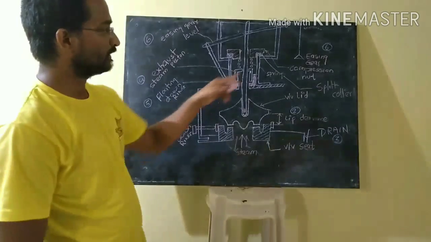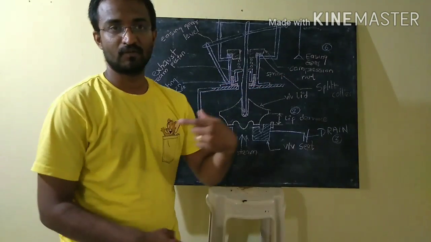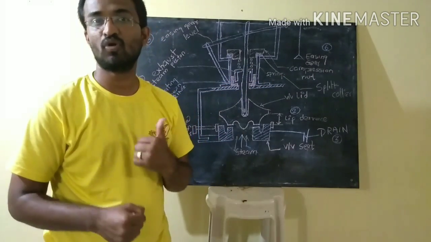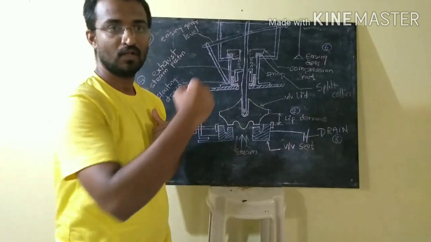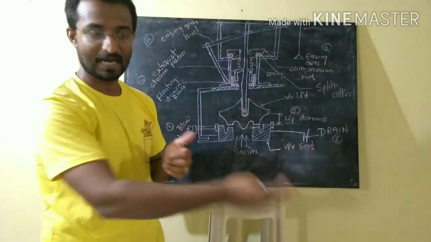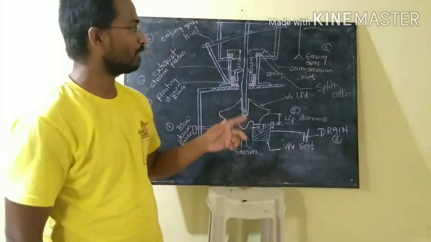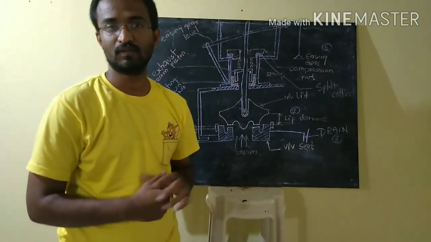Another purpose of the easing gear is that you operate it remotely, so there is no harm. There is a distance between the thing which you are operating and you. So no harm, as you are operating from a distance.